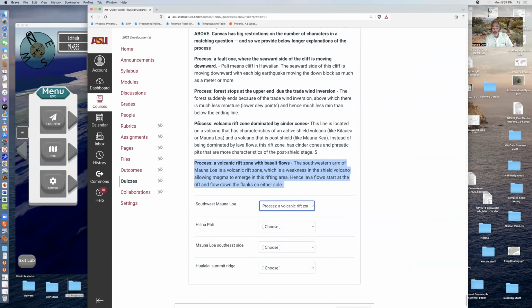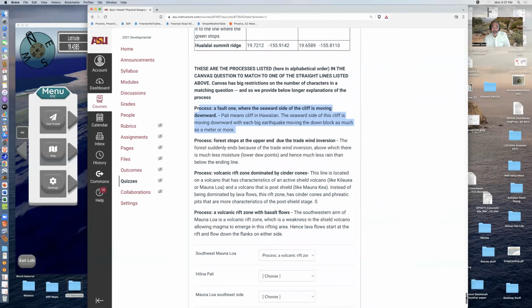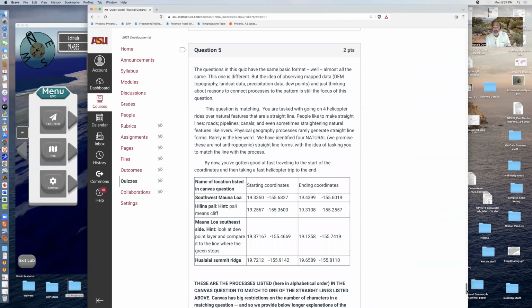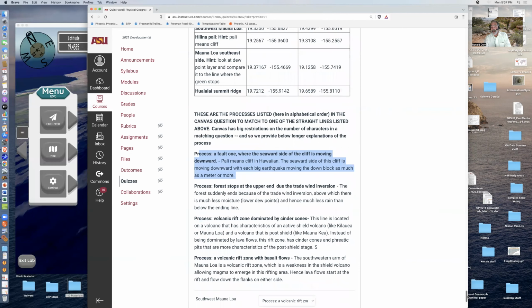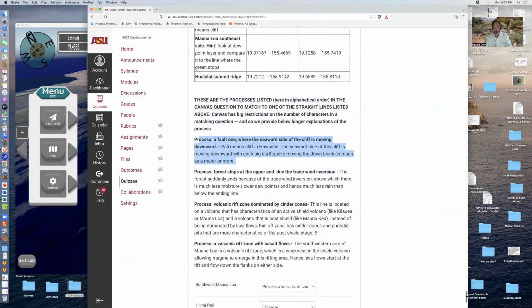You'll notice that there's another rift zone choice, but this one's dominated by cinder cones. And there's another choice about forests and another one about faults. So the idea here is to realize that in this question, lines do occur, although they're not very common in physical geography. And this is just exploring 4 different types of lines you see on the Big Island and connecting them to a process. The idea is that this is not difficult, that it should be hopefully obvious if you just go through the steps, and also, most importantly, interesting.